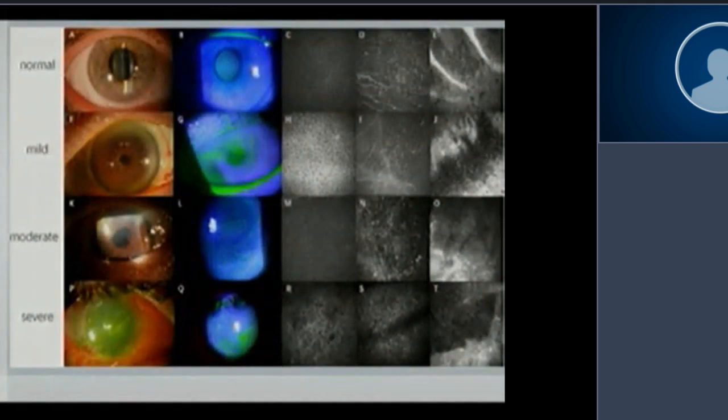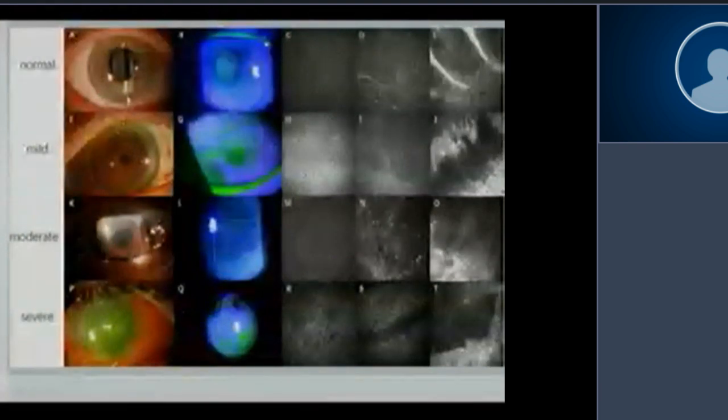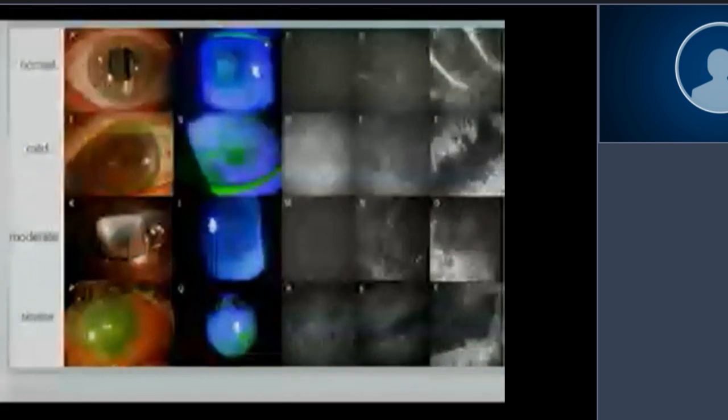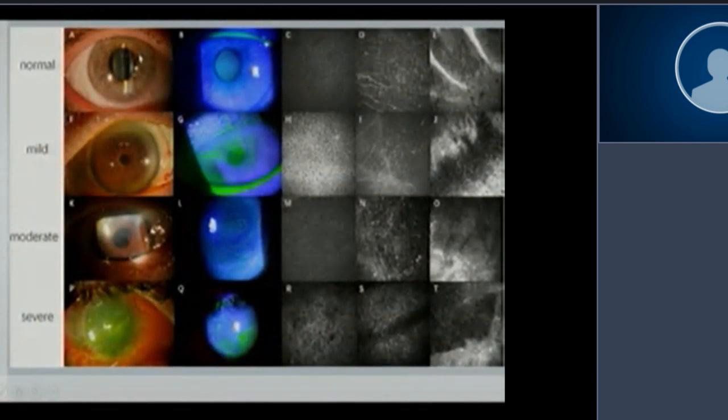And you can see here in this figure how the cornea is affected from the normal status and how it is affected in the mild, moderate, and severe cases of limbal stem cell deficiency. So you can see in the first line that the corneal clarity is nice and good. Staining of the fluorescein, there is no staining. And you can see by confocal that the cellular and tissue arrangement is quite normal.